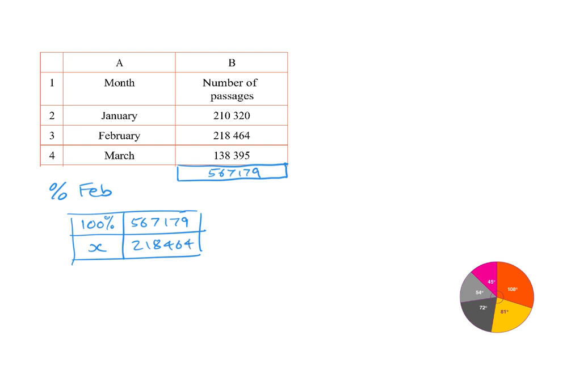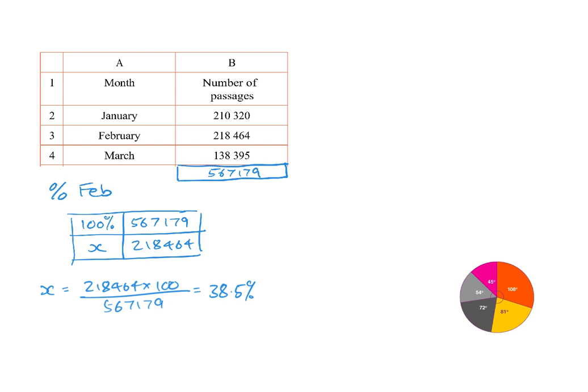So there's my table. You know how these work. If I'm trying to find this value here, I multiply these 2 numbers together, and then I divide by this number here. So X is going to be equal to 218,464 multiplied by 100 divided by 567,179, and if we put that into a calculator, we should get an answer of something like 38.5% of the journeys are made in February, and that's within these 3 months.